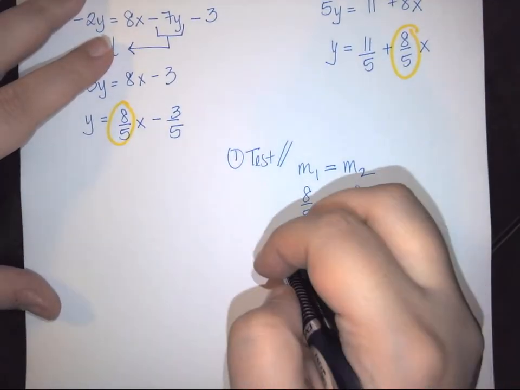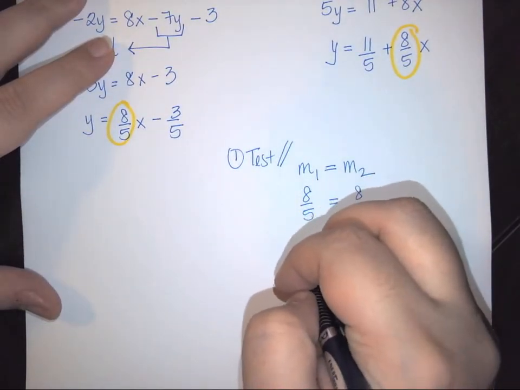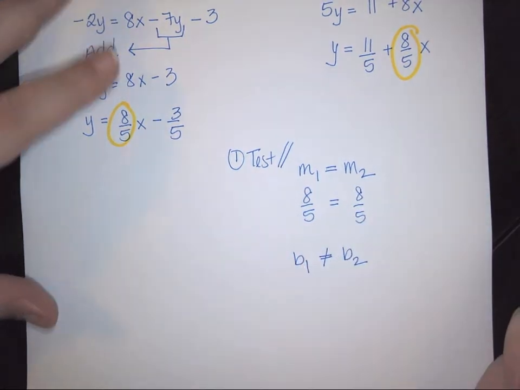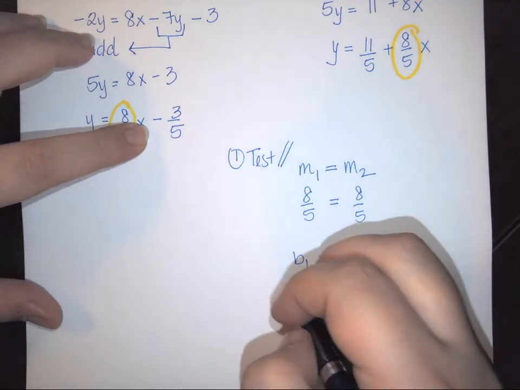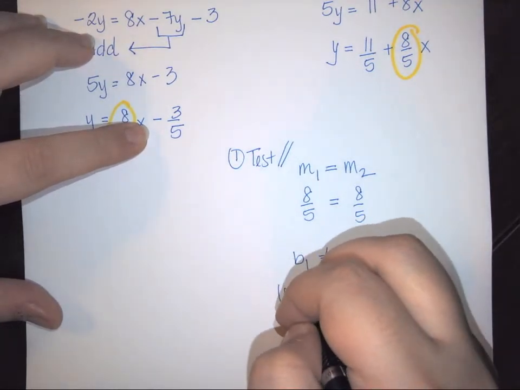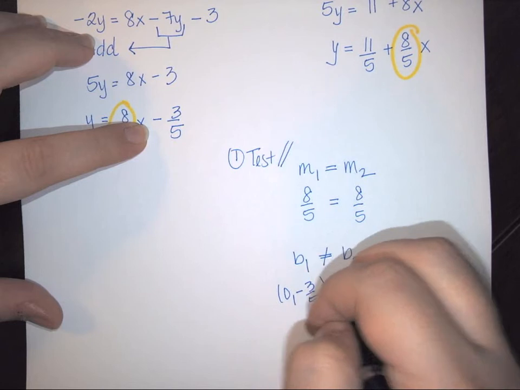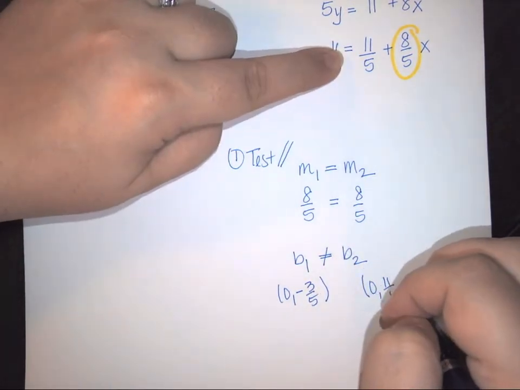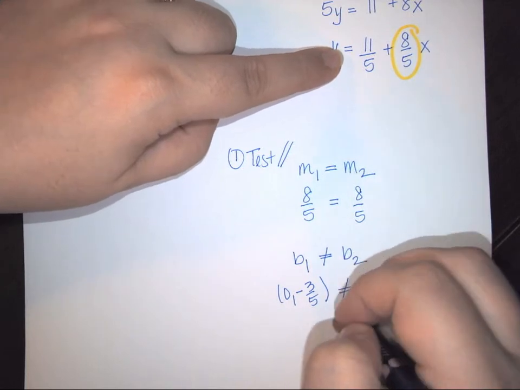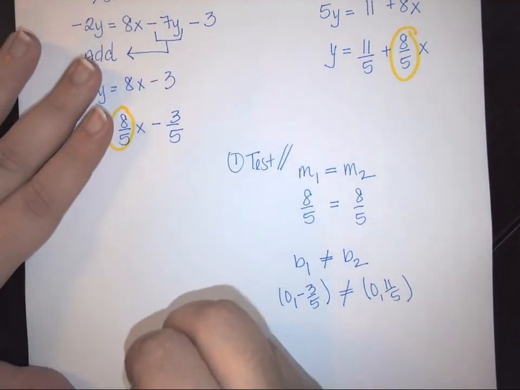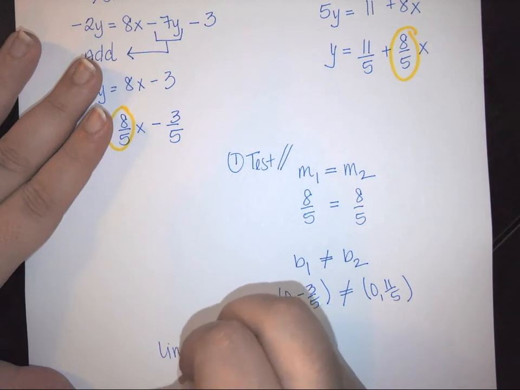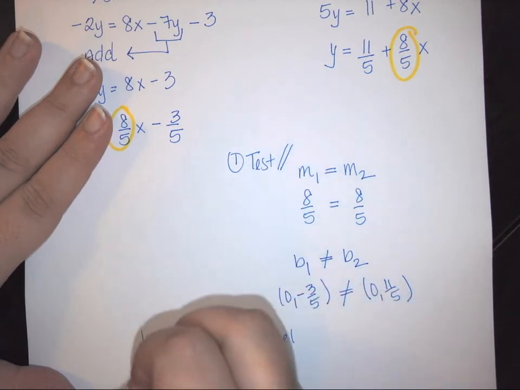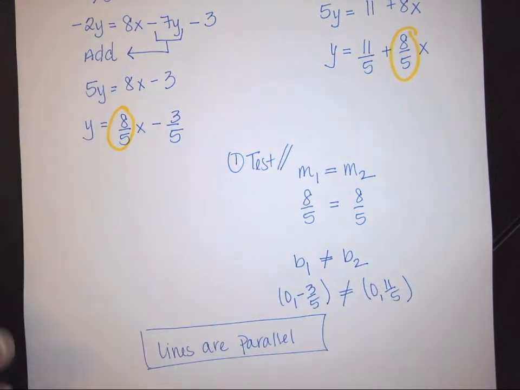However, I need to look at the second piece, and the second piece says that my first intercept cannot equal my second intercept. So here, my first intercept is the point 0, negative 3/5. My second intercept is going to be the point 0, 11/5. These clearly do not equal, therefore the lines are parallel. And this was my answer.